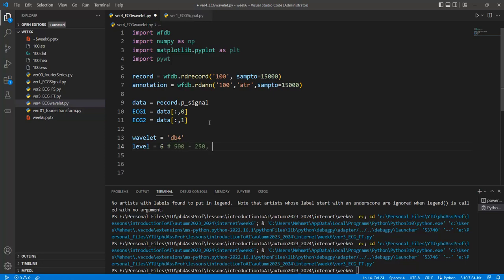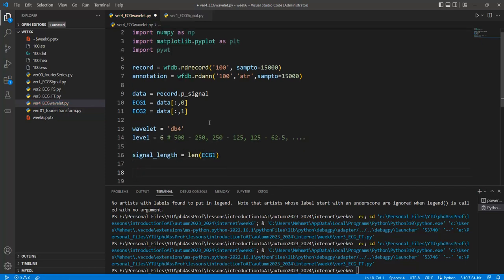Which means that in the first level 500 to 250, and in the second level we have these frequency components, and in the third level we have these components, and so on. We can split the frequency range by using this level representation. And signal length can be defined here like this one, len(ECG1).